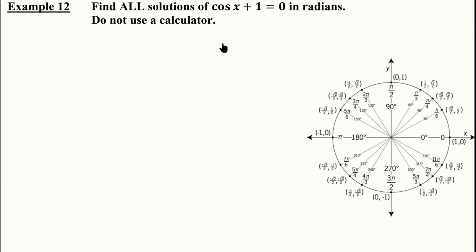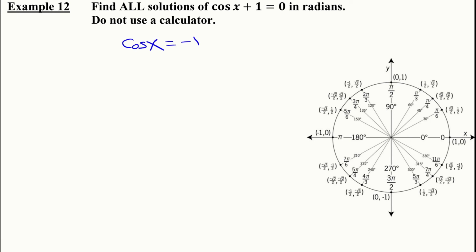All right, so in this one we have something simpler, but it's different because this time we're not saying find the solutions in the interval 0 to 2 pi or 0 to 360 or anything like that. We're saying find all the solutions of this equation in radians. So that's going to require an understanding of how circular functions work. So let's take a look at just solving for cosine. So we get cosine x equals -1.